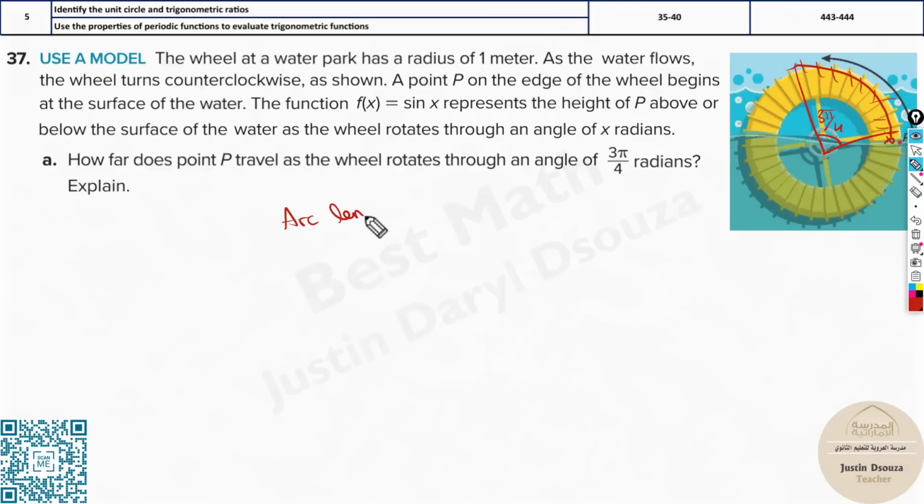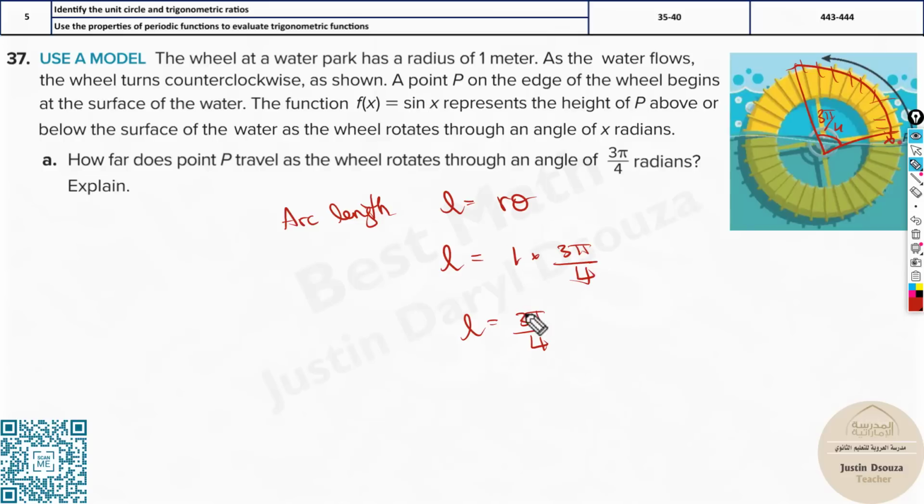Arc length is given by L equals r theta. But here the condition is theta cannot be in degrees, it has to be in radians. So all you need to do over here basically, L is equal to, what is the radius? It's 1 times, what is theta? It's 3 pi by 4. So length will be 3 pi by 4 itself because the radius is 1. If it was a different radius, then it changes.